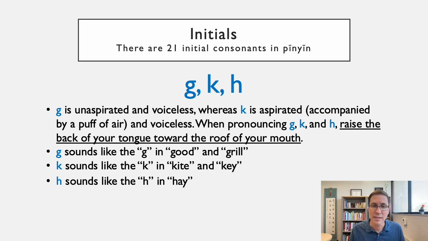So the G sounds like the G in good or grill, 跟我说哥. The K sounds like the K in kite or key, 跟我说科. The H sounds like the H in hey, 跟我说喝. And hopefully you can hear there with the H that there's a bit more friction or raspiness in how you pronounce it.